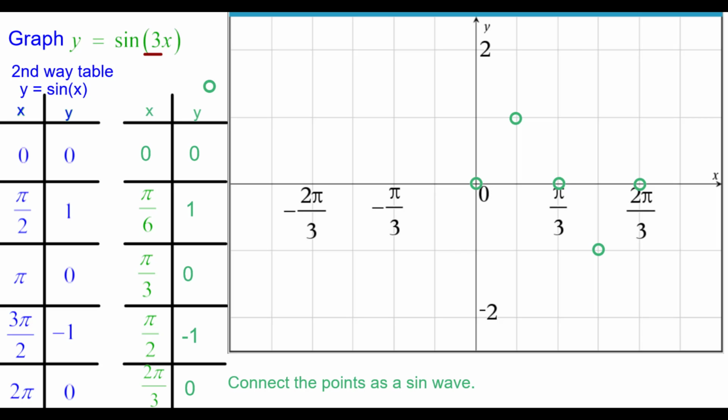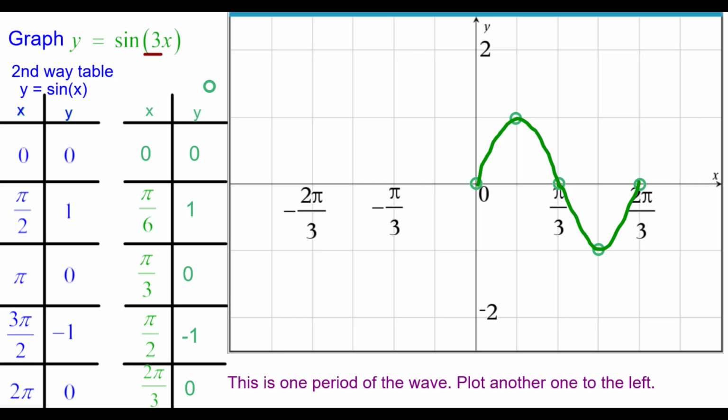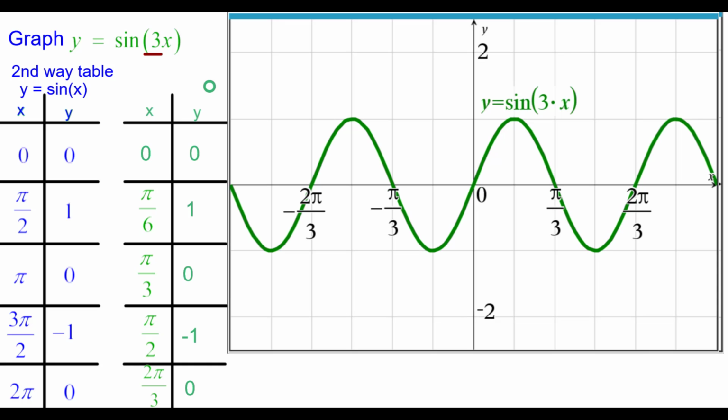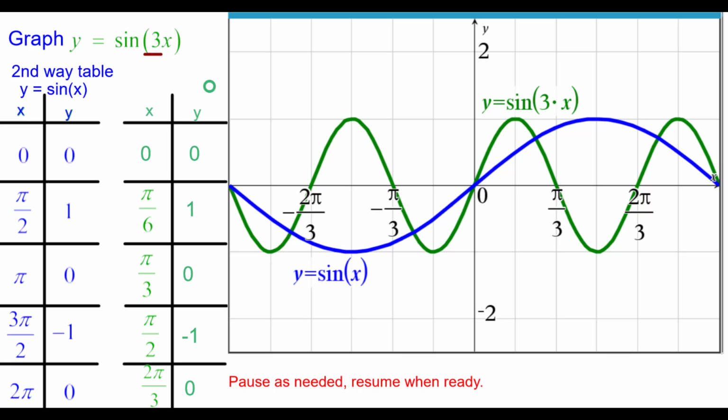Connect the points as a sine wave, frown, and then a smile. And let's plot another one to the left by going back a period, 2 pi over 3, for each point, but especially the 5 key points of interest. And we'll complete the sine wave. And compare that to the parent function. Pause as needed.